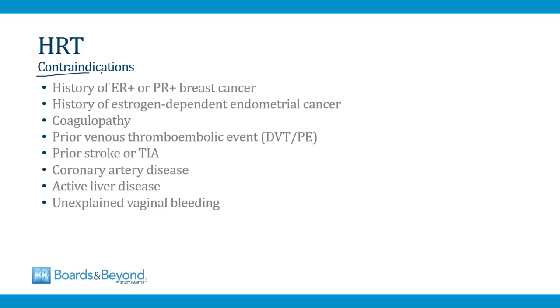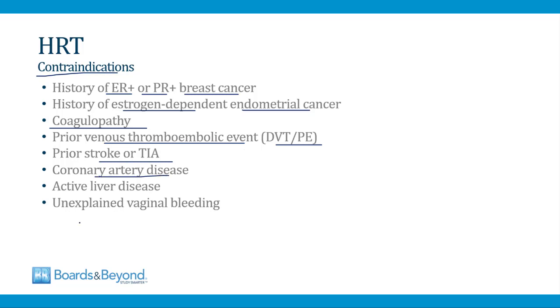The major contraindications to hormone replacement therapy are shown on this slide. So in women with a history of estrogen receptor positive or progesterone receptor positive breast cancer, you don't want to give these women estrogens or progestins for obvious reasons because you can drive growth of the cancer. The same is true of women who have a history of estrogen-dependent endometrial cancer. Because of the increased risk of blood clots, HRT is contraindicated in patients with a history of coagulopathy, a prior venous thromboembolic event like a DVT or PE, a prior stroke or TIA, or coronary artery disease.